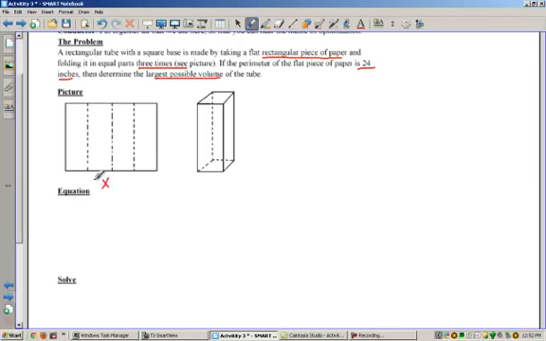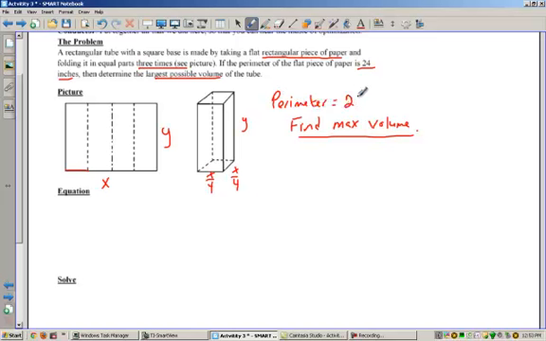What we did is we labeled this side X and this side Y. And so then when we make 4 folds, we break X into 4 pieces. So we divide X by 4. So we get X over 4 here, because that's the length of this piece. And then X over 4 over here, because these are all the same length. And then, of course, height Y. And we want to find the max volume. And I know the perimeter is equal to 24 inches.